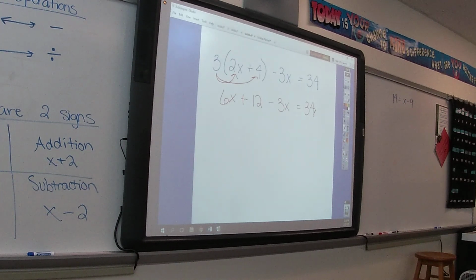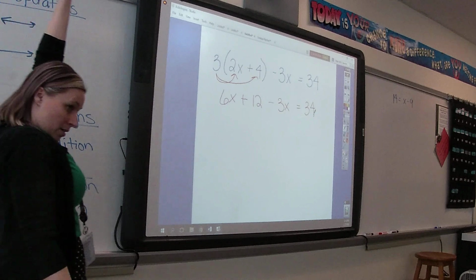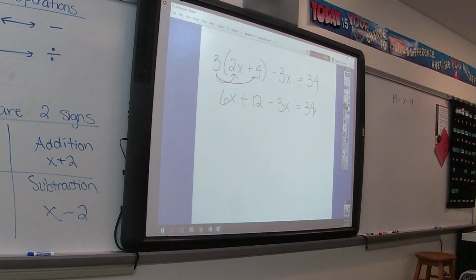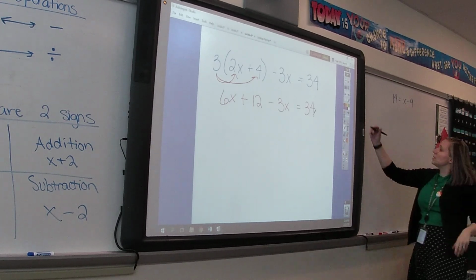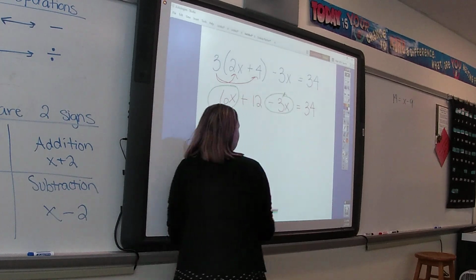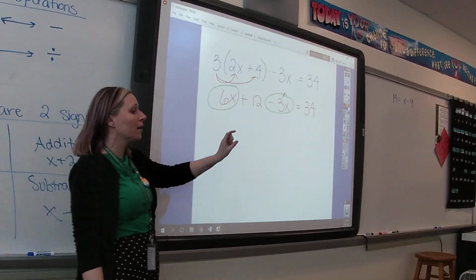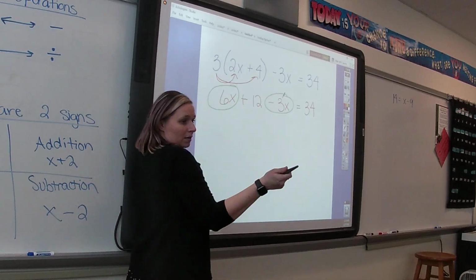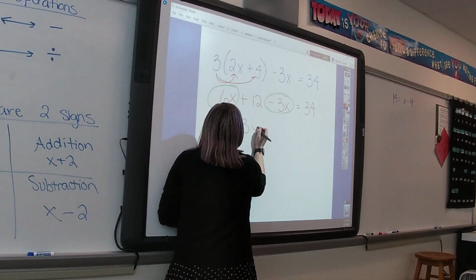Okay, step 2 says if there are like terms, you combine. So Rachel, do we have any like terms up here? We have 6x and 3x. So let's put those together. Right, so we use the sign that we see right there. So 6x minus 3x is 3x. Excellent.